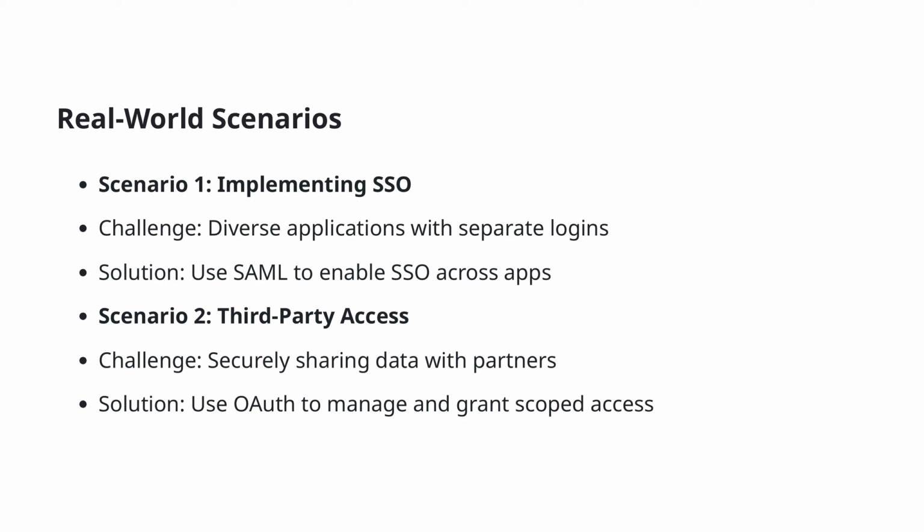Scenario 2 addresses third-party access. The challenge is to securely share data with partners without compromising security. The solution is employing OAuth, which allows you to manage and grant scoped access, ensuring that partners receive only the necessary data while maintaining strict security controls. These scenarios illustrate how identity management solutions can be applied to solve real-life challenges, focusing on improving security and user experience.